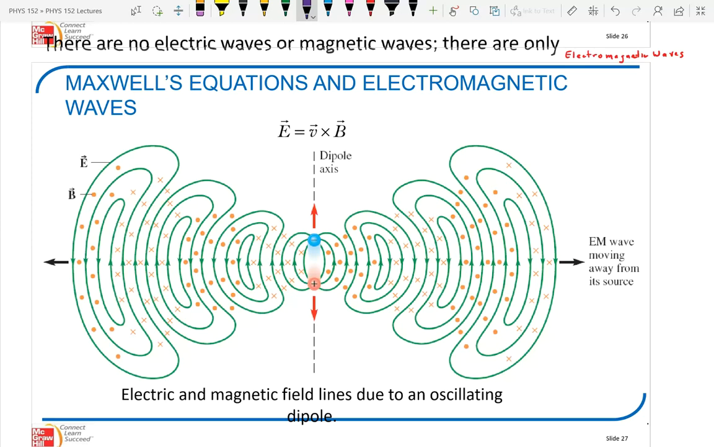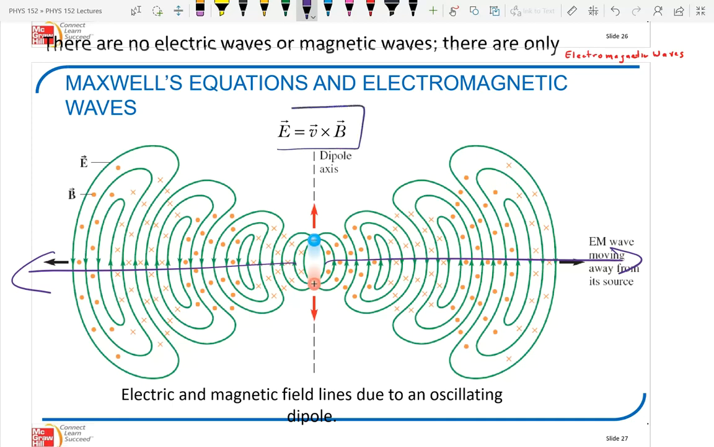But at the same time, you have a current that's going up and down as the charge moves up and down. And that's going to create magnetic fields that go around it, perpendicular to the electric fields. And so you make electric fields and magnetic fields that are perpendicular to each other. And because the changing electric field will create a magnetic field, and the changing magnetic field will create an electric field, you create electromagnetic waves that radiate outward. So you have them propagating like this.